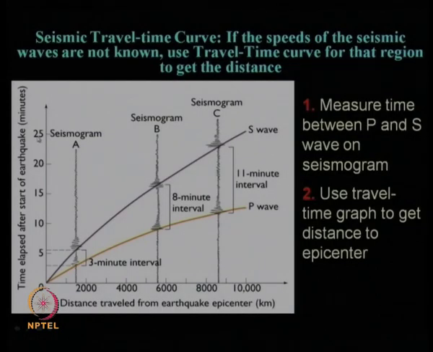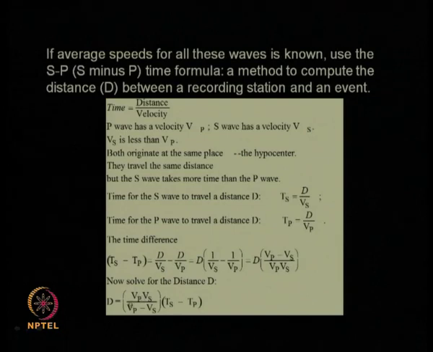Now, another method is there, which is called the seismic travel time curve method. If the speeds of the seismic waves are not known, see, in the earlier case, we have assumed that the seismic wave velocities of shear and primary wave are known to us, but if they are not known, this method will be applicable. What we have mentioned is that V p is about 6 kilometer per second for crustal velocity, and V s crustal velocity is 3 kilometer per second.